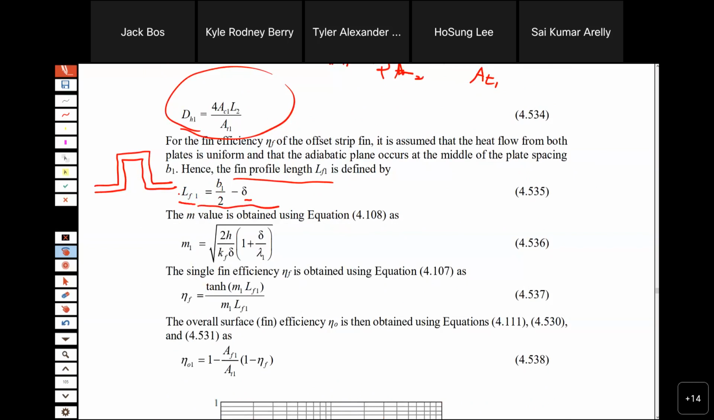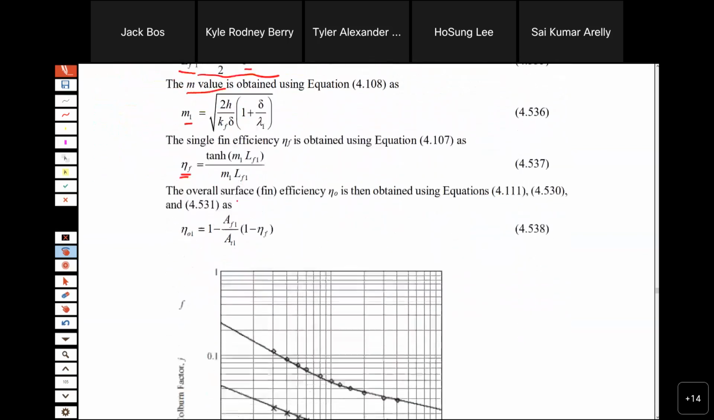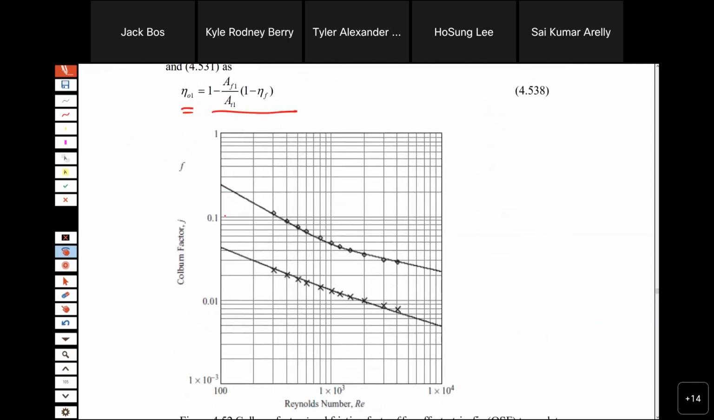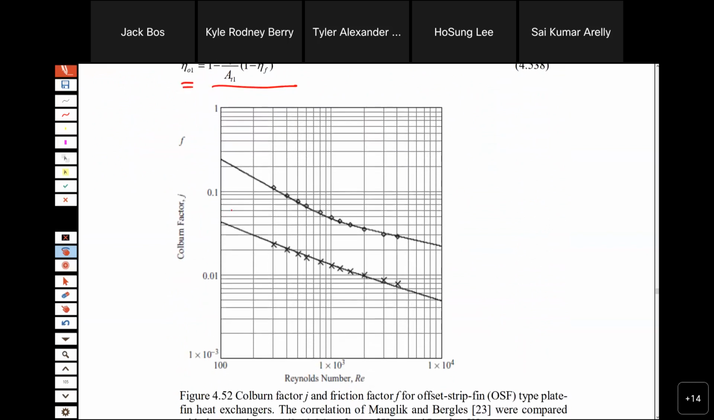So once we have a profile length, and then using the fin theory, once you consider the fin m value, and then efficiency, we can use the hyperbolic tangent. You remember m. Because B is taken, I use LF for profile length because B is used. So that overall, because there are so many fins. Wow, once we have that, and then there is a correlation.